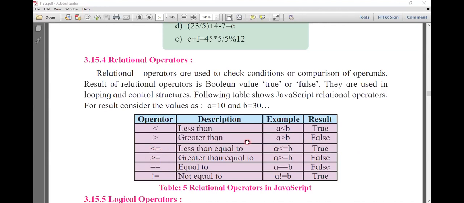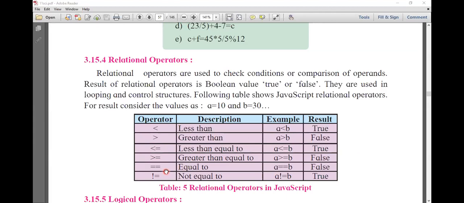So I will ask some questions related to this. Concentrate over here. Here is the equal to operator. Can you say this is the equal to operator? Now, the equal to operator is written two times, double equal to. There is a difference between equal to and double equal to. The double equal to is used as a relational operator, used for condition checking.